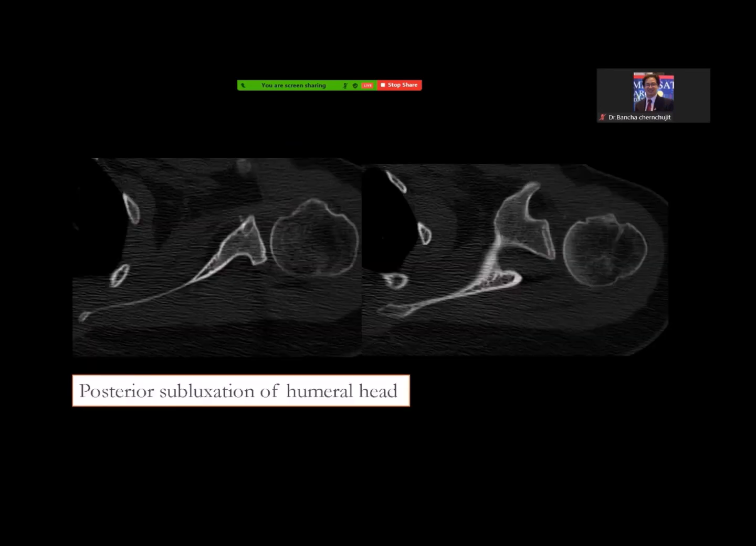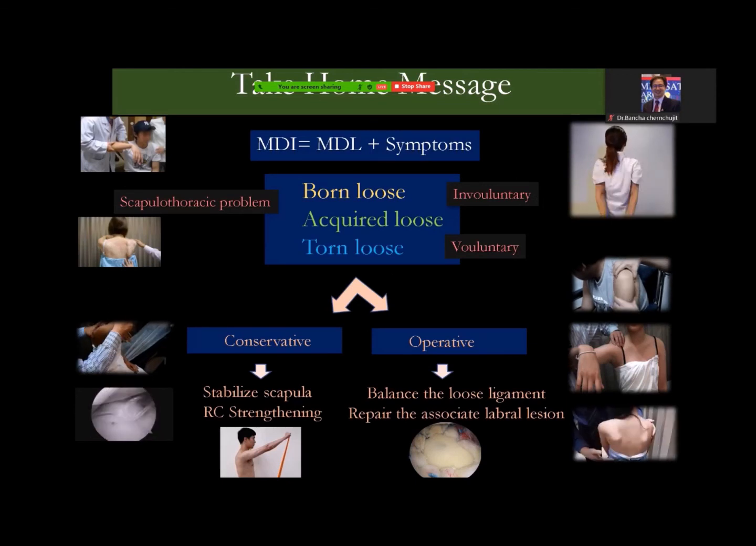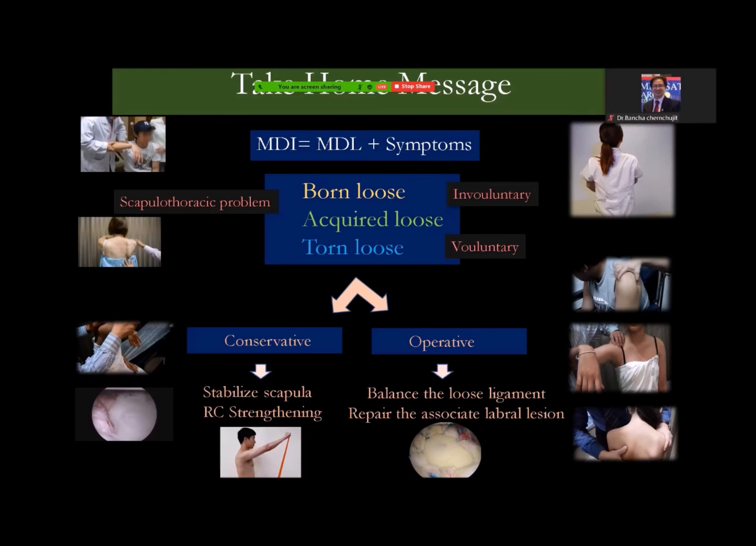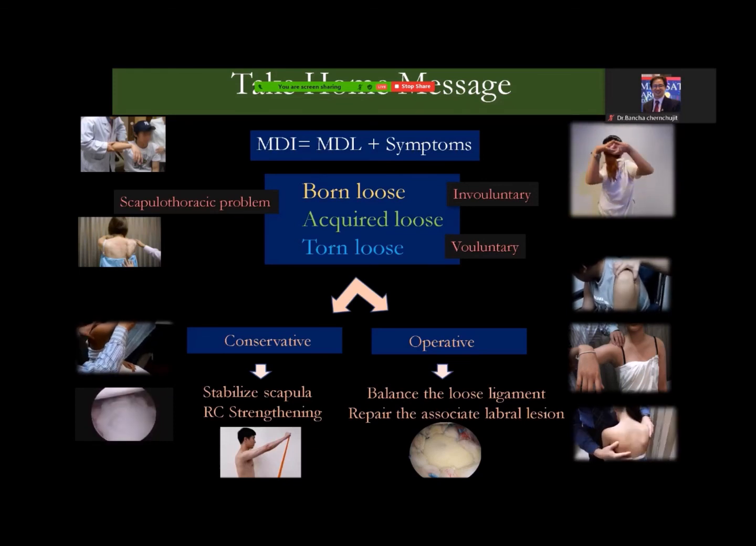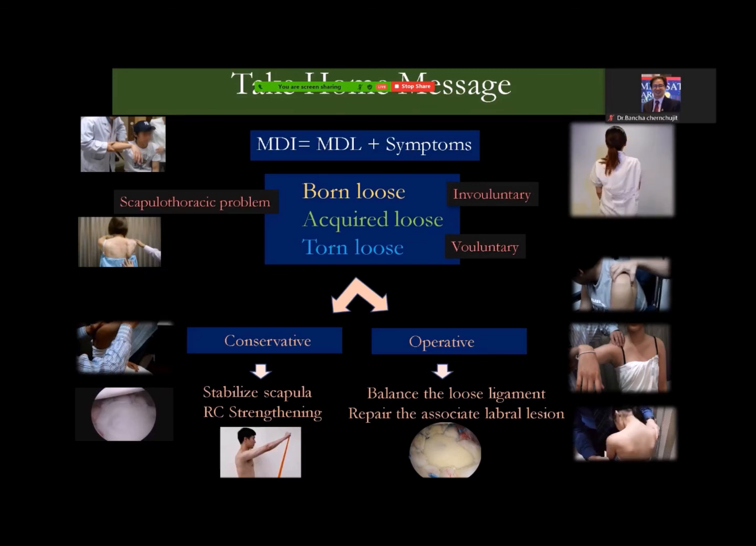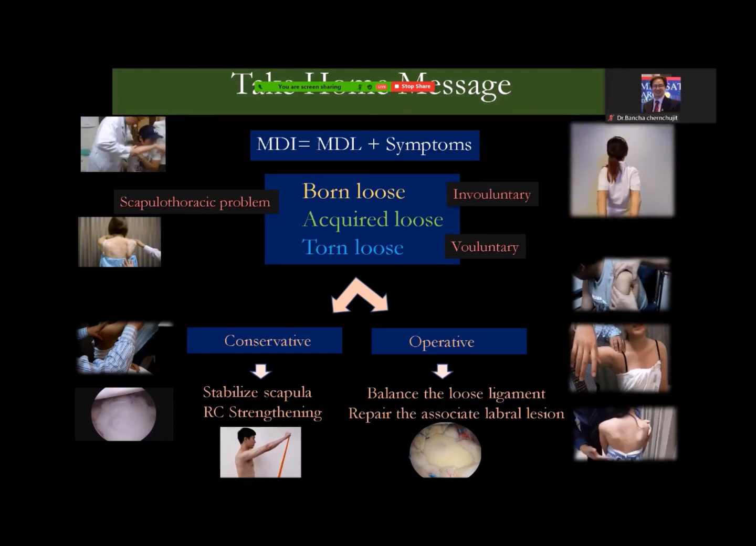So I give you the take-home message for this MDI. MDI is not MDL, it's different. MDI is MDL, multidirectional laxity, with symptoms. You should know whether it's born loose, acquired loose, or torn loose. Is it voluntary or involuntary? Do you have a scapulothoracic problem or not?